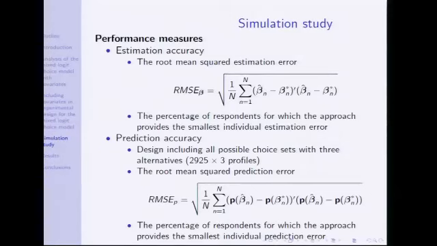Now, besides these mean errors, we also computed the errors for each individual specifically, and then we also had to look at the percentage of respondents for which an approach yields the smallest estimation or prediction error.